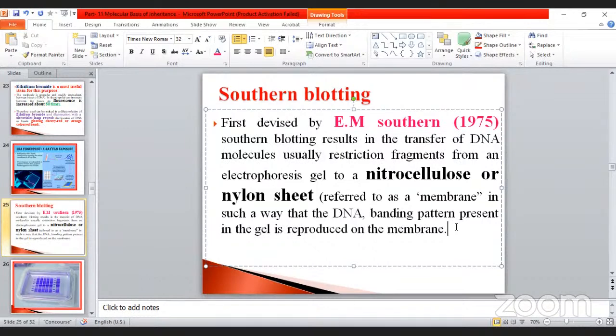That process is the fingerprinting of DNA. It has a specialized method, called the Southern blotting method. It was discovered by the scientist E.M. Southern in the year 1975. Okay, don't forget, my dear.